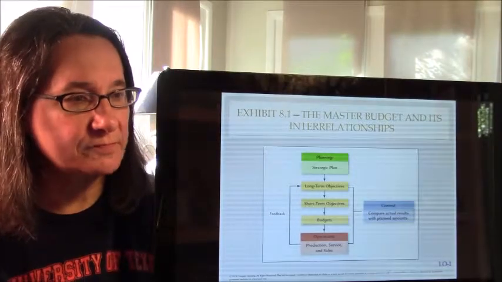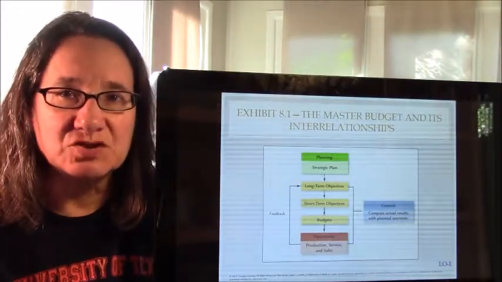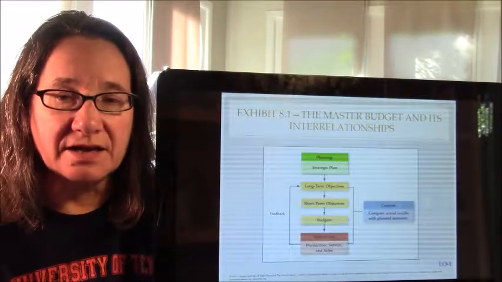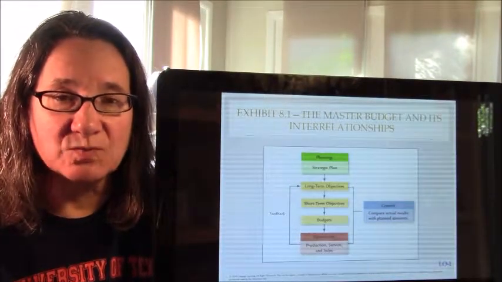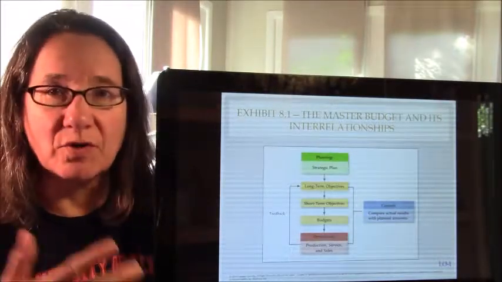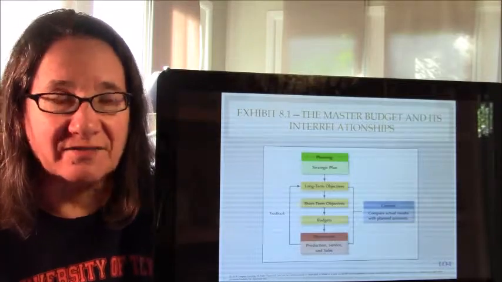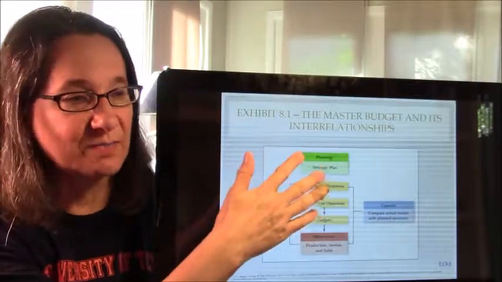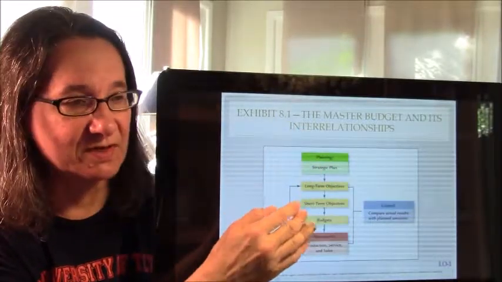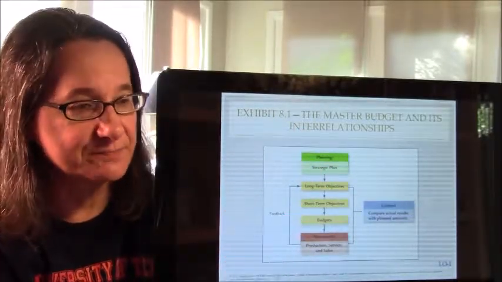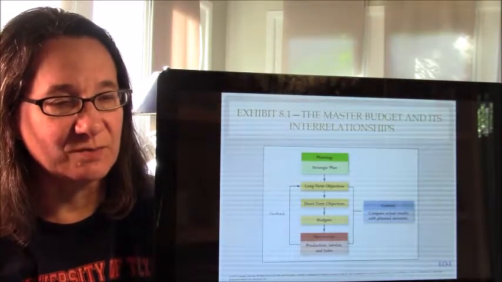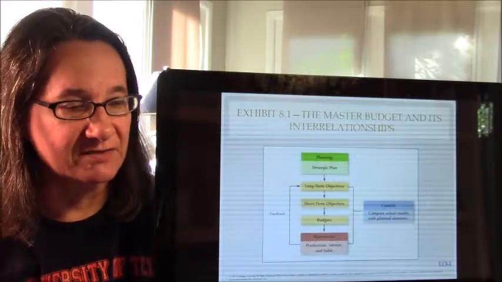All right. So there's what we call a master budget, and it basically describes or predicts how we feel the direction of the company is going to go for a quarter, for a year, for 5 years. It involves strategic planning. It involves long-term objectives and short-term objectives. And then we have our budgets, and we have our actual operations that we run, and then we get feedback so we can improve on our objectives and our budgets.